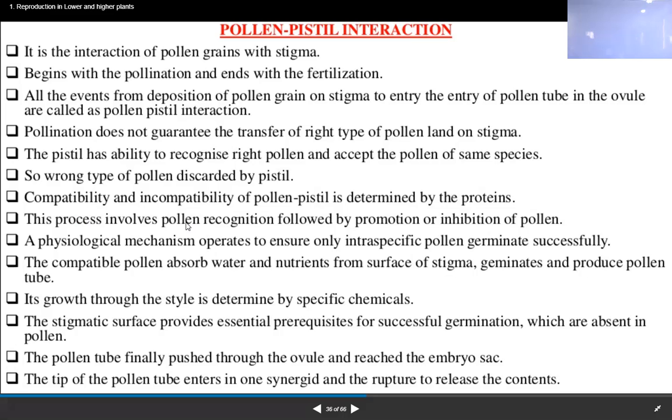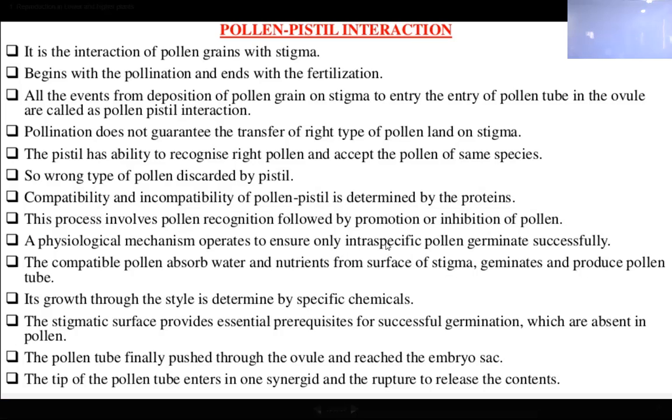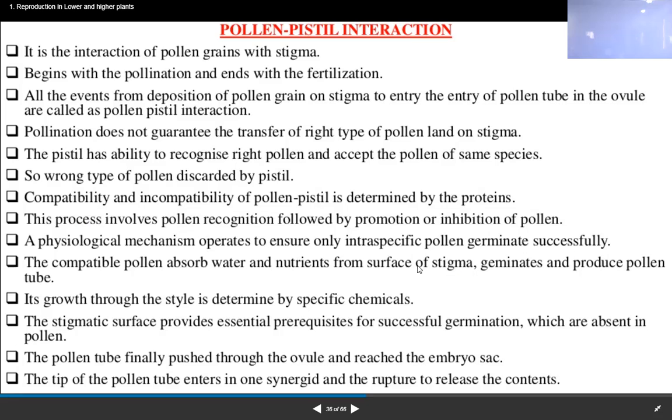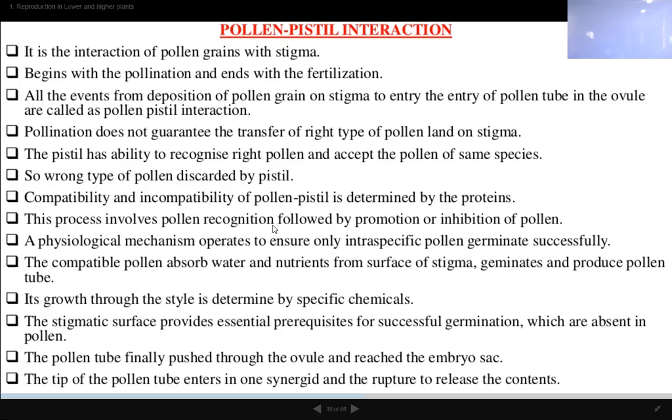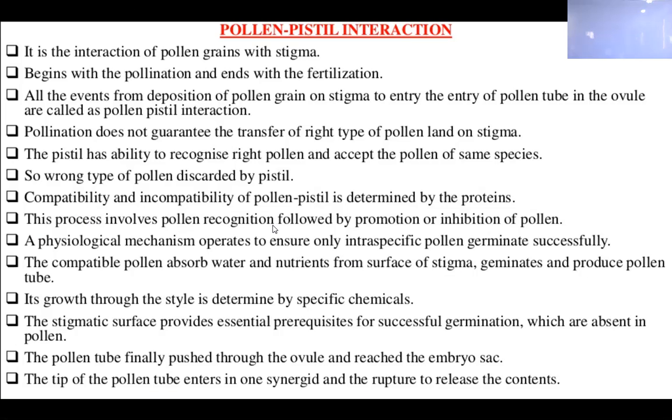Okay, so a physiological mechanism operates to ensure only intra-specific pollen. Now, what do you mean by intra? Intra means within the same species. Pollen germinates successfully. If it is within the same species, then it is called intra-specific pollen germination. The process is successful then after. Why? It's only because of recognition. After recognition, what will happen? It is going to decide whether to promote the process of fertilization or to inhibit the process of fertilization.